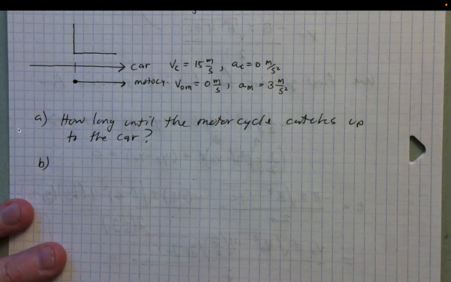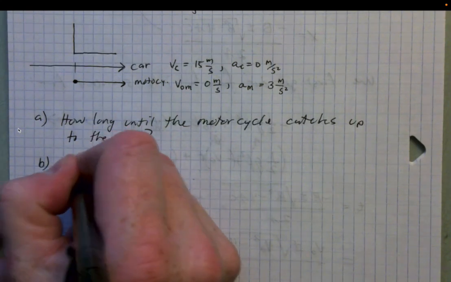is, what is the motorcycle's speed at the point in which it overtakes the car?